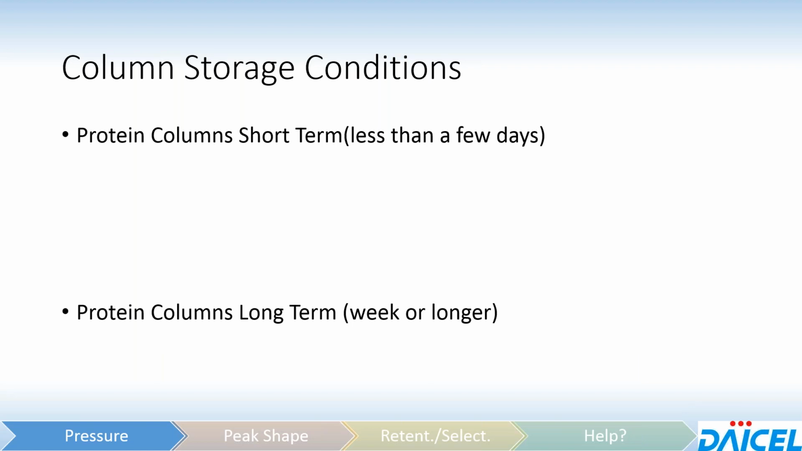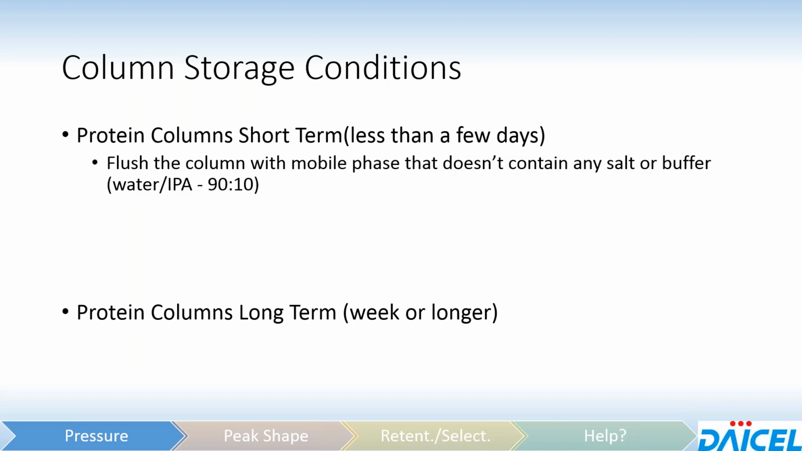And then lastly, we'll talk about protein column storage, less than a few days. You want to make sure that you flush the column with some kind of a mobile phase that does not contain salt or buffer, again, similar to the reversed phase columns. However, for the protein columns, because they're a little bit more sensitive to the organic concentration, we recommend that you flush with 90-10 water IPA as opposed to 60-40 water ACN, which is what I had recommended on the reversed phase columns.